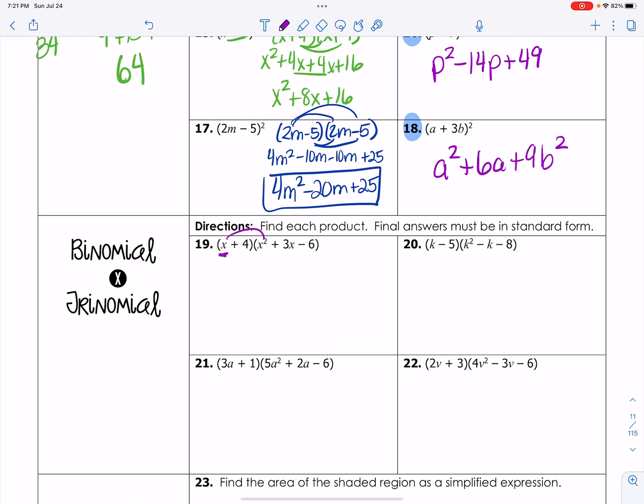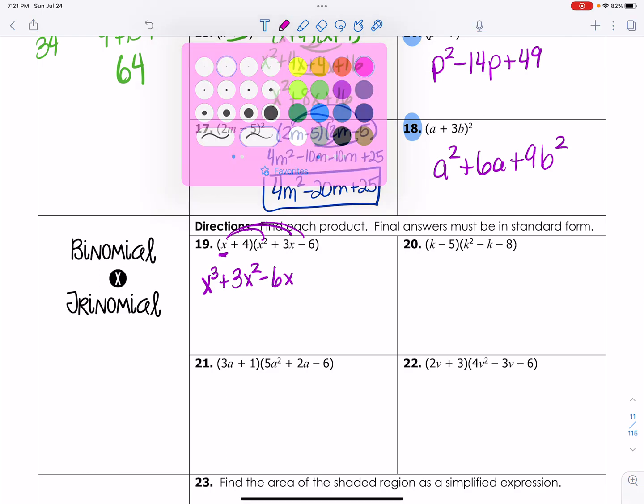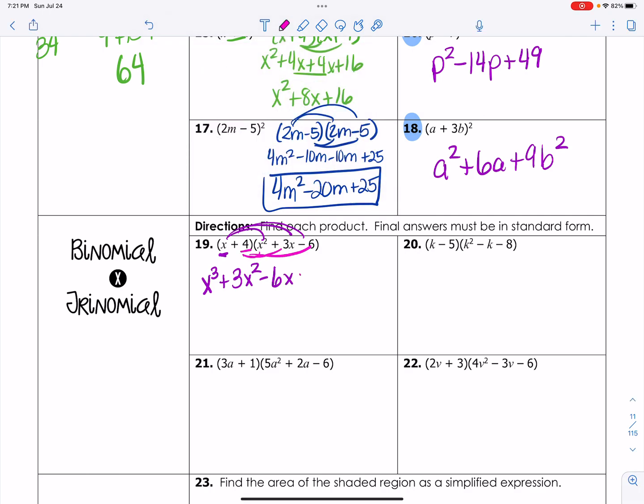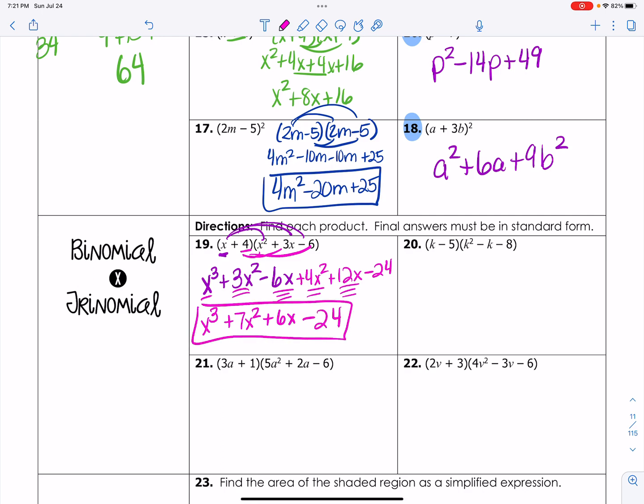So you're just taking this, now you're just timesing it by 3. So that's x cubed plus 3x squared minus 6x. And then you're going to take the 4 into all three of them. So plus 4x squared plus 12x minus 24. Like terms, there's no other cubes. I've got a squared and a squared, so plus 7x squared. I have a negative 6x plus 12, so that's plus 6x minus 24. So you literally are just timesing all of them in.